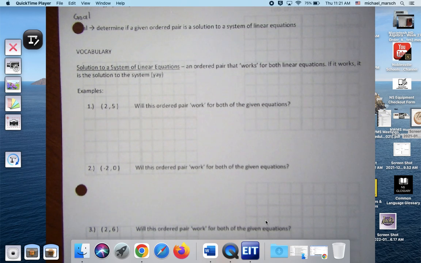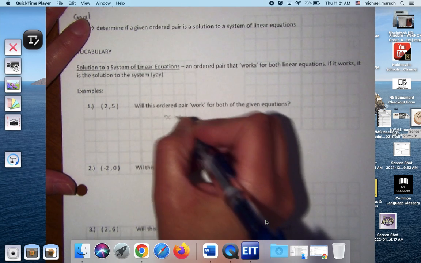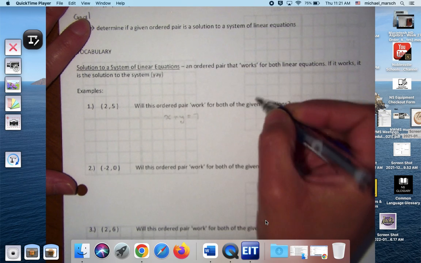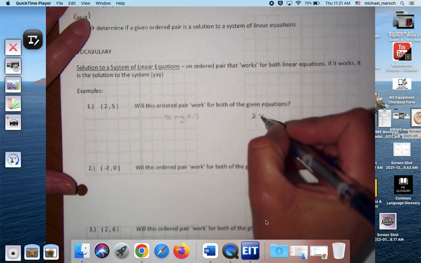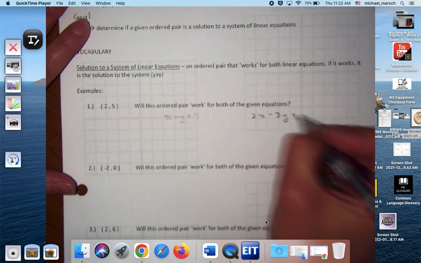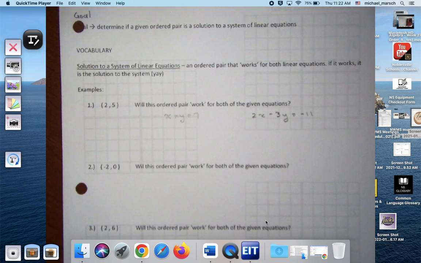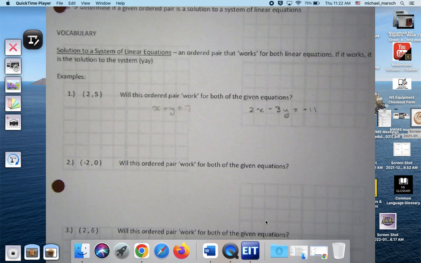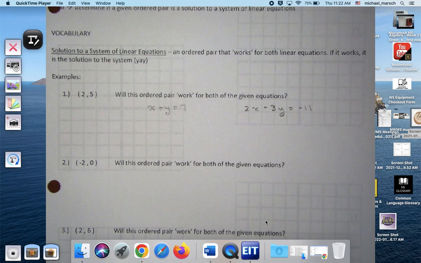So I'm going to give you these two equations. x plus y equals 7 and 2x minus 3y equals negative 11. So go ahead and write those down. And all we're doing here is substituting values.